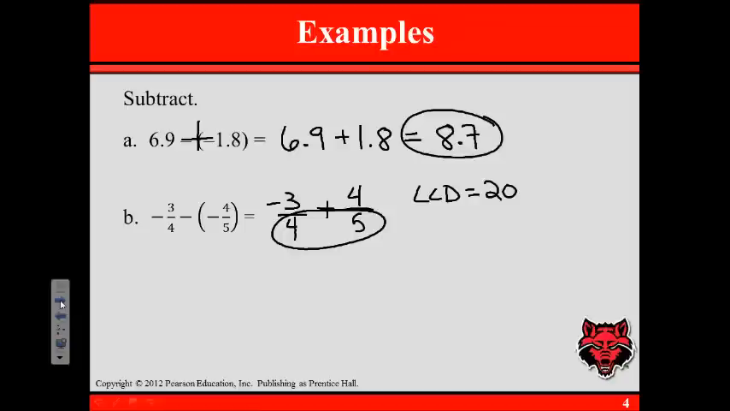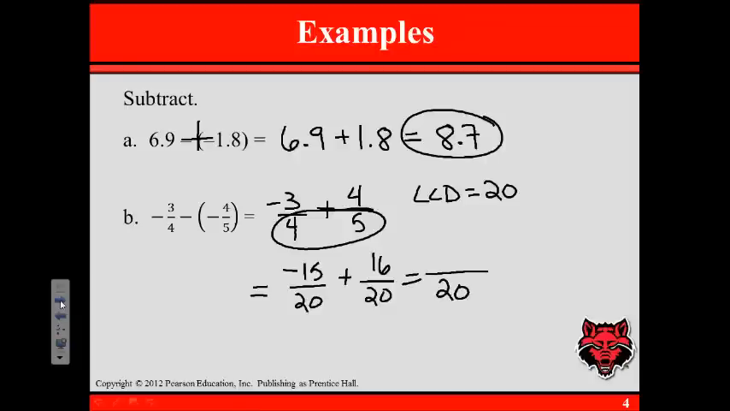So we rewrite each of these fractions as equivalent fractions with a denominator of 20. Again, this is a concept that was taught in Module 1, Section 2. So -3/4 is equivalent to -15/20. 4/5 is equivalent to 16/20. And now that we have a common denominator, we can add.